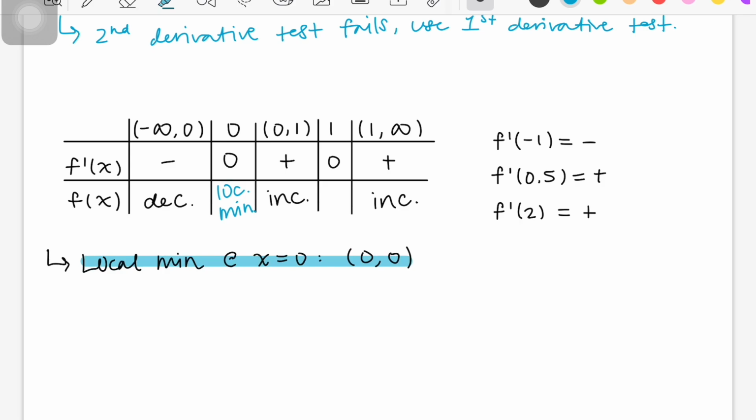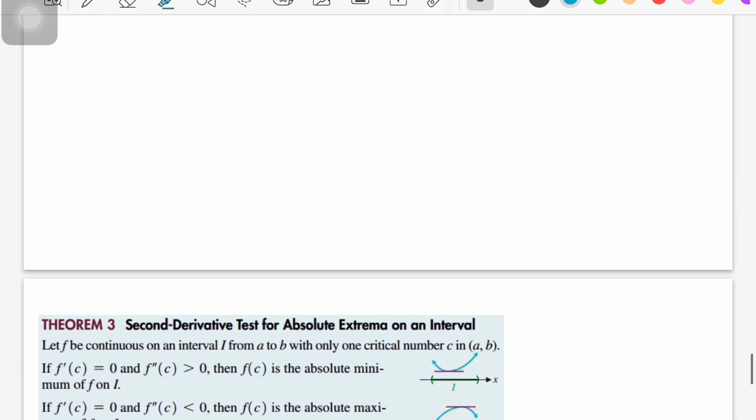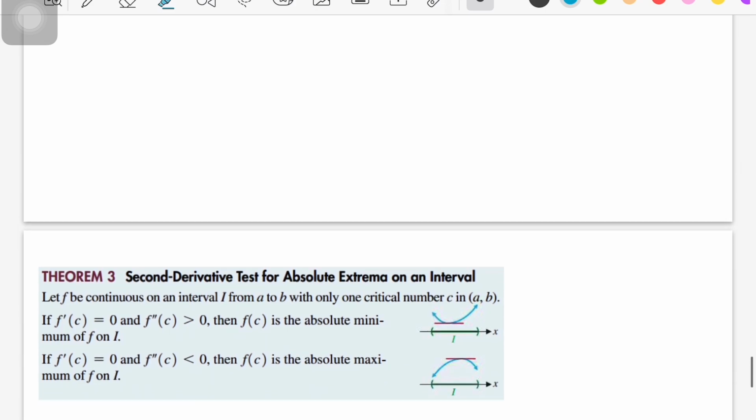All right. Now this brings us to the second derivative test for absolute extrema on an interval. So if the function that we're looking at has only one critical number, then the second derivative test for the local extrema not only classifies the local extremum, but also guarantees that the local extremum will be an absolute extremum. So that's what this says here.